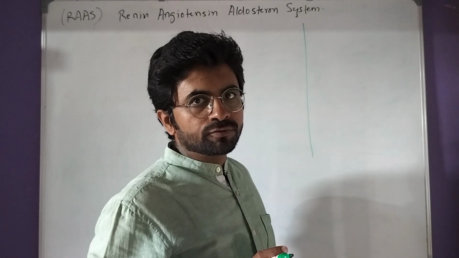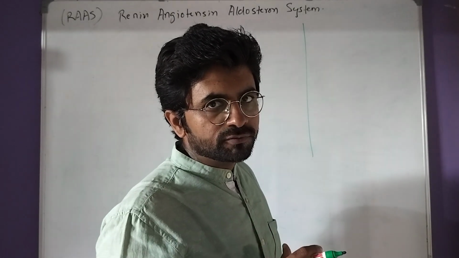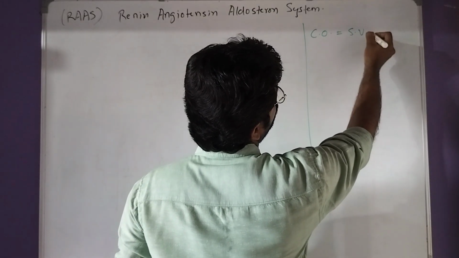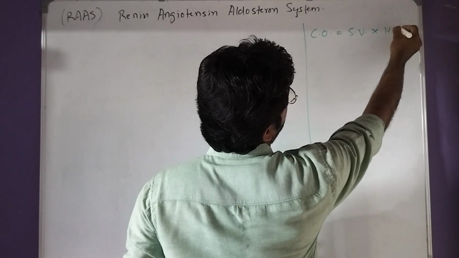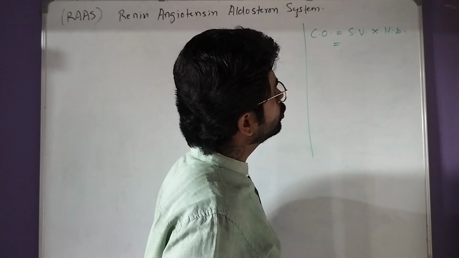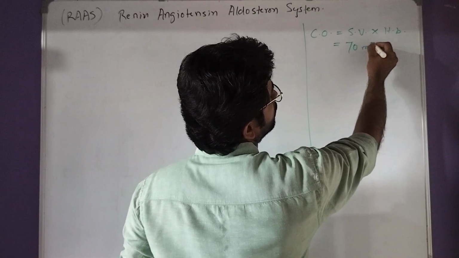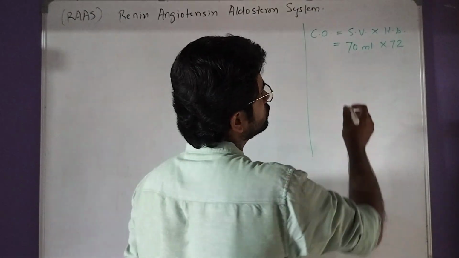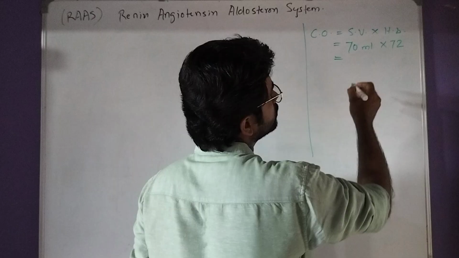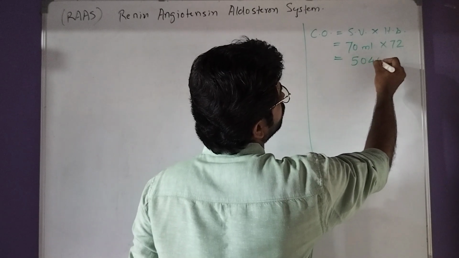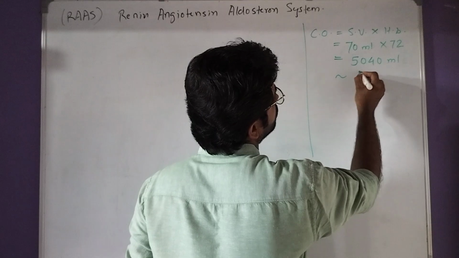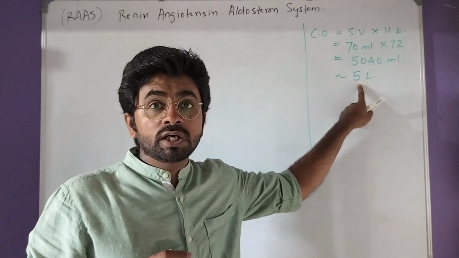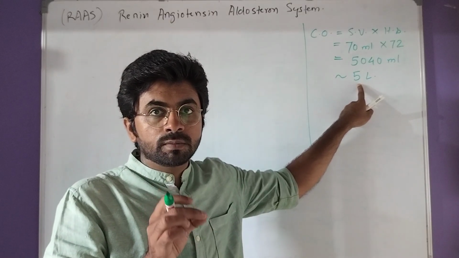Considering your cardiac output, which is near about 5 liters, which we have already learned from the circulation chapter. Cardiac output is nothing but stroke volume into heartbeat per minute. Your stroke volume is 70 ml of blood and heartbeat is 72 beats per minute. Multiplying this, we get cardiac output, that is near about 5 liters, right?